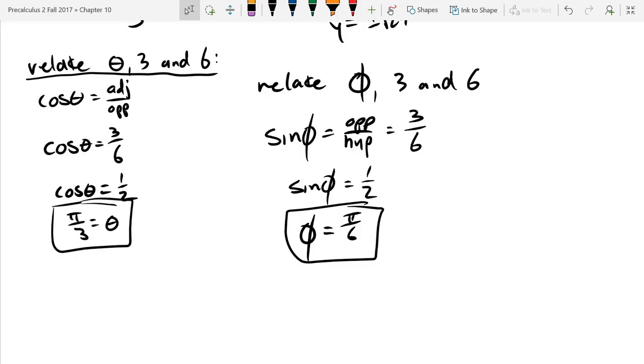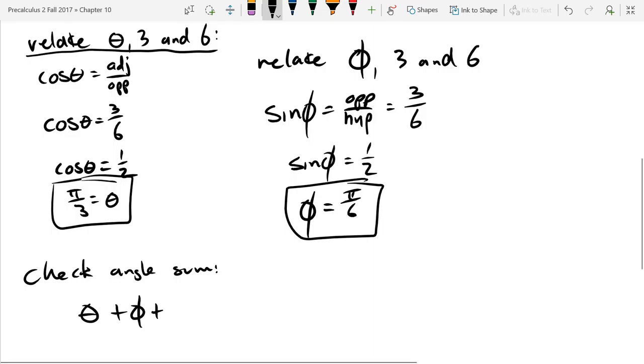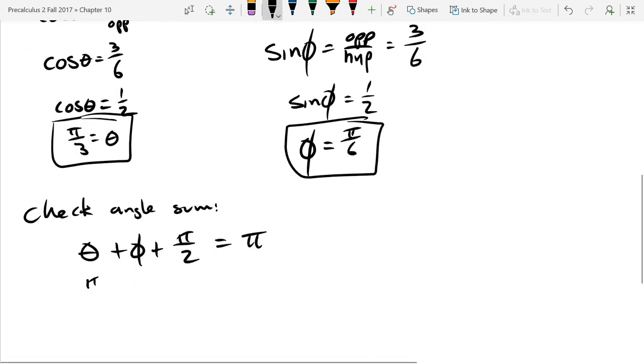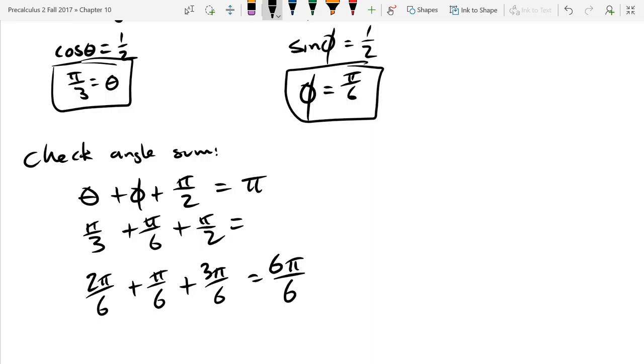Now, because we could have gone the other route, let's go ahead and check the angle sum. Do they all actually add up to pi? We should get theta plus phi plus our right angle equals 180 degrees, or pi. So we have pi over 3 plus pi over 6 plus pi over 2. Fractions are easier if we go with 6 as our denominator. So we got 2 pi over 6 plus pi over 6 plus 3 pi over 6, and pi is 6 pi over 6. That should be pretty clear with a common denominator. Everything adds up to 6 pi over 6.